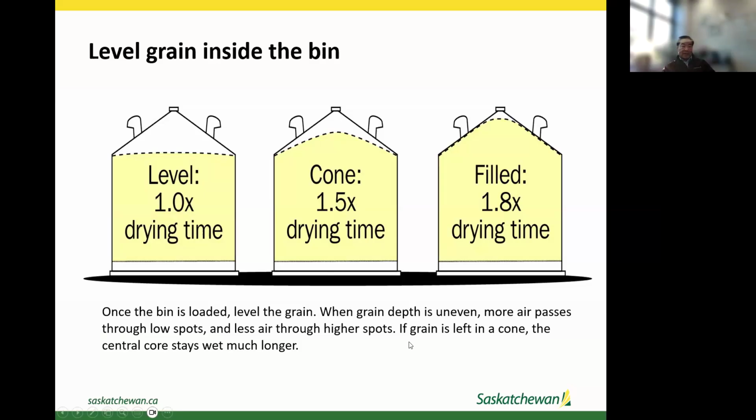So if grain is left in a cone, or if you fill the grain too full, the air would go through here and exit over here, and very little air would go through this central part to the top, the thickest area, and it would take a lot longer time to dry these beans.